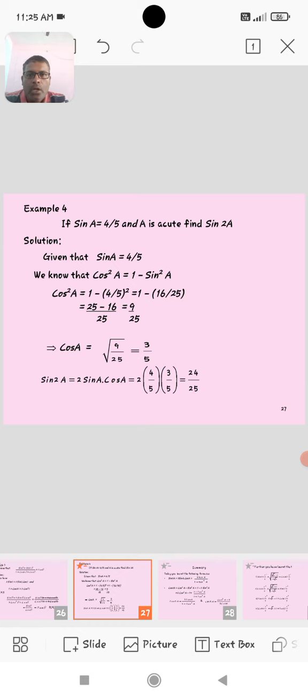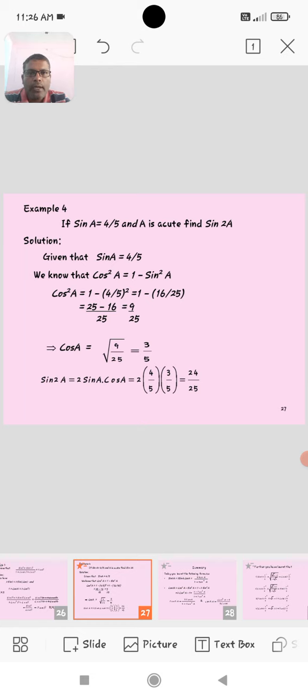A. Cos square A is equal to 1 minus (4 by 5) whole square. That is equal to 1 minus 16 by 25. We have to do the LCM part. We get (25 minus 16) by 25, that is equal to 9 by 25. We know that cos A is equal to root of 9 divided by 25. We get 3 by 5.